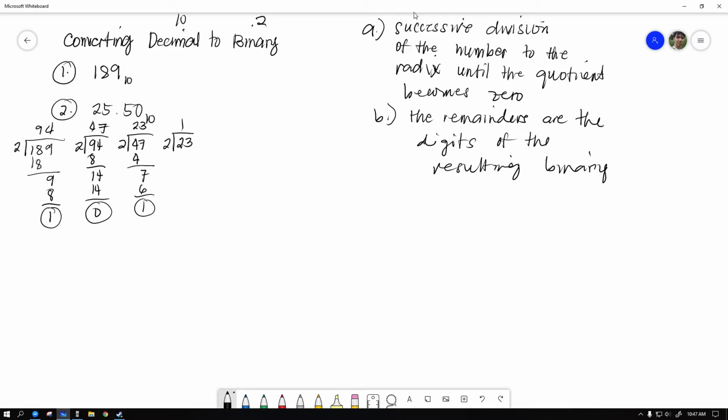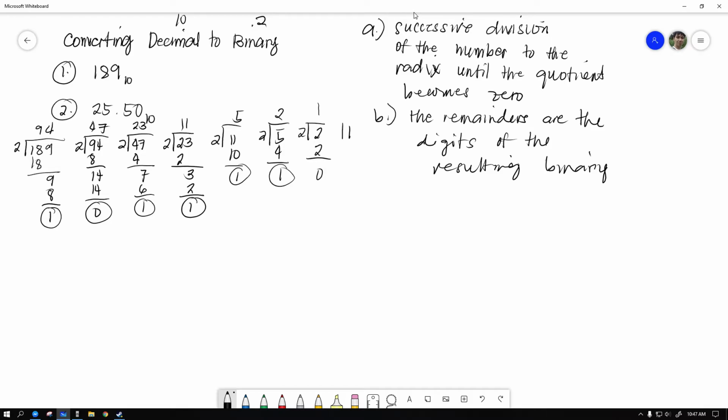Then you have 23 divided by 2, and then 11 divided by 2. Your answer will be 5, so you get a remainder of 1. And then 5 divided by 2. You get 2, so you get 4, then remainder 1. And then you have 2 divided by 2 is 1, so you get 2 and then you have 0.